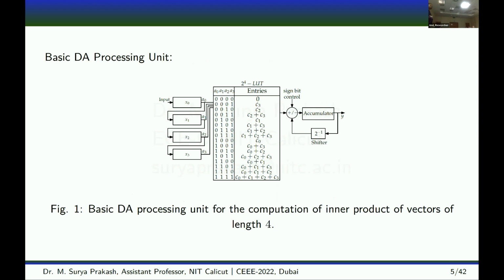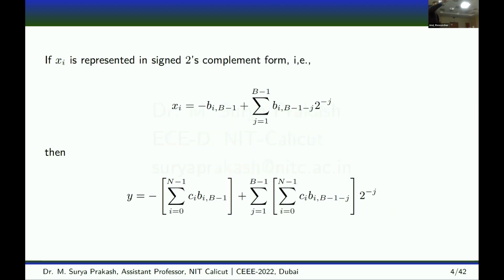So from this particular equation, we will be able to derive the architecture for it. The rightmost part shows the shift and accumulate operation, and whatever we have inside the brackets here, because b_i, b minus 1 minus j is a binary bit, it takes either 0 or 1 value. Even here in the first square bracket, we have b_i comma b minus 1. This also is a binary bit, so this also takes a value of either 0 or 1.